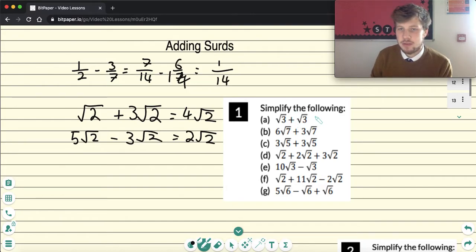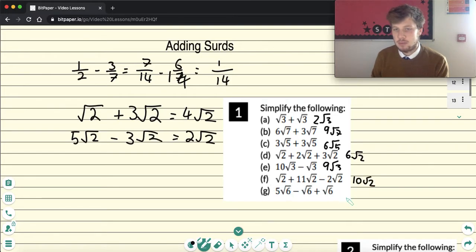Perfect. I'm just going to go through your answers. So it should be 2 root 3, 9 root 7, 6 root 5, 1, 2, 3, 4, 5, 6 root 2. This should be 9 root 3. 12 root 2 take away 2 root 2 is 10 root 2. And then lastly, it's going to be 5 root 2 plus 9, so it's 5 root 6. Okay, well done if you got those correct.